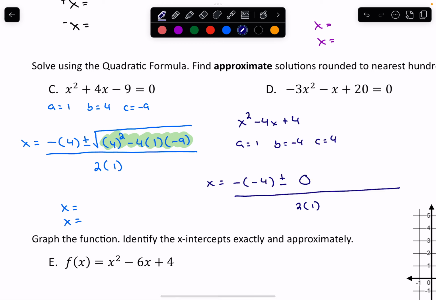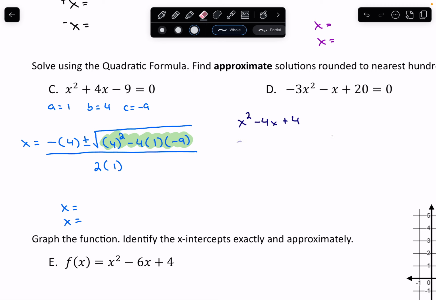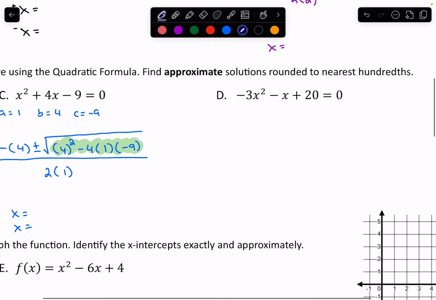So when I type in negative, well, I guess it becomes a positive, when I type in -4 plus 0, I get the same thing as when I type in -4 minus 0. So that can happen where you can get 2 x's, but they're the same x. But it doesn't usually happen when you're using the quadratic formula, mostly because if that were the case, you probably would be able to factor and find the answer that way, which is a lot faster than the quadratic formula.